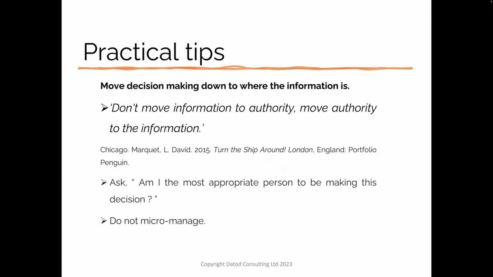And ask yourself, am I the most appropriate person to be making this decision? And really, do not try to micromanage at the cellular level all of the decisions in your business. Can you move that decision making ability down to the appropriate level, and try to build competency and capability such that decision making can be closer to the customer and can be more nimble in terms of reacting to customer needs?